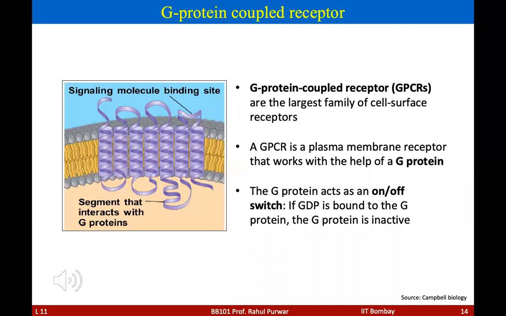And what is G protein? G protein acts as an on and off switch. How does it become on and how does it become off? When GDP is bound, the G protein is inactive. When GTP, which is the higher energy form, binds, it is active. And in this image, how many segments of this receptor are there? 1, 2, 3, 4, 5, 6, 7. So there are a total of 7 segments of the GPCR.